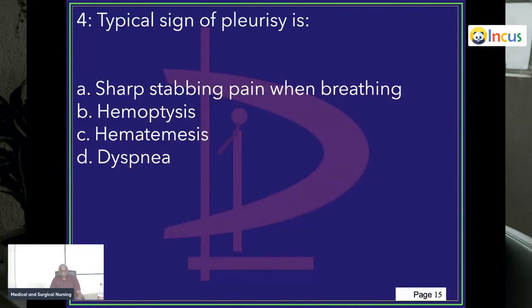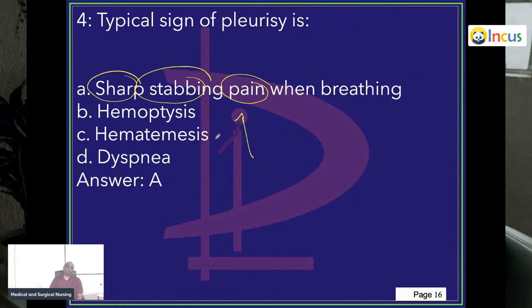So how do you know that the person has pleurisy? Pleurisy is the inflammation of the pleura. Whenever pleurisy is there, there is a sharp stabbing pain when the person is breathing. So what is the cause of pleurisy in India, doctor, sister?